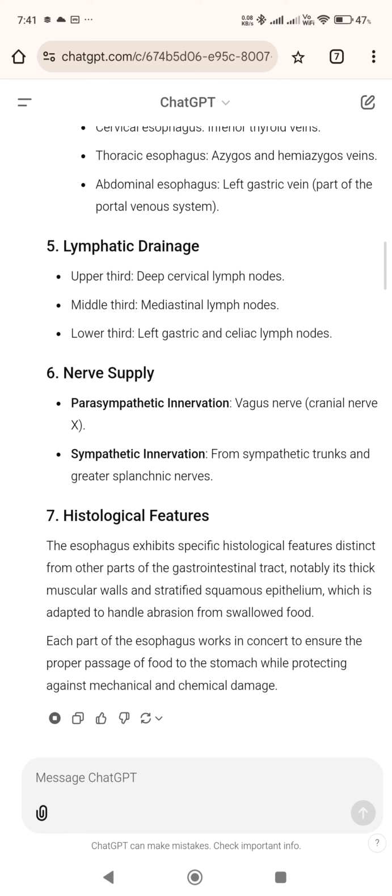7. Histological features. The esophagus exhibits specific histological features distinct from other parts of the gastrointestinal tract, notably its thick muscular walls and stratified squamous epithelium, which is adapted to handle abrasion from swallowed food. Each part of the esophagus works in concert to ensure the proper passage of food to the stomach while protecting against mechanical and chemical damage.